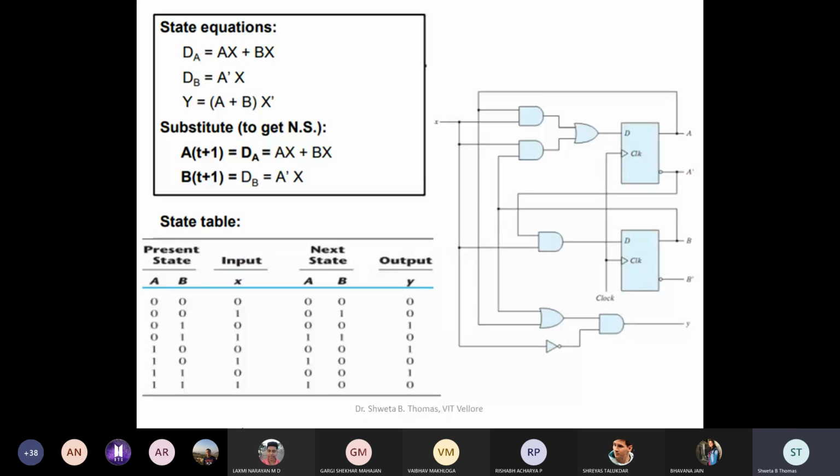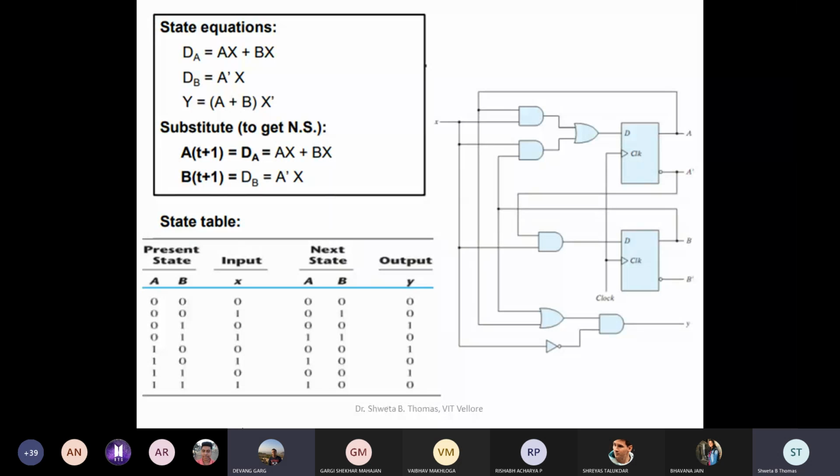If you have any doubt or confusion, you may ask. A, B, and X are fixed, right? The input which we are giving will be fixed. Since we have two flip-flops, that's why we took the combinations 0, 0, 0, 1, 1, 0, 1, 1. So there is a certain procedure to solve this kind of numerical problem.